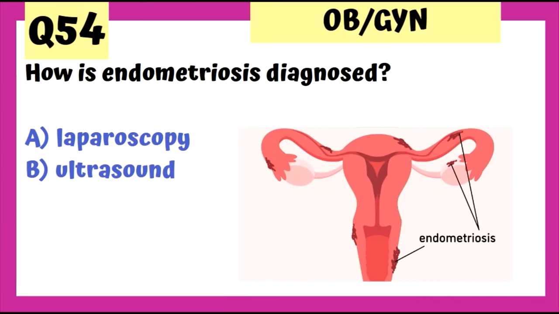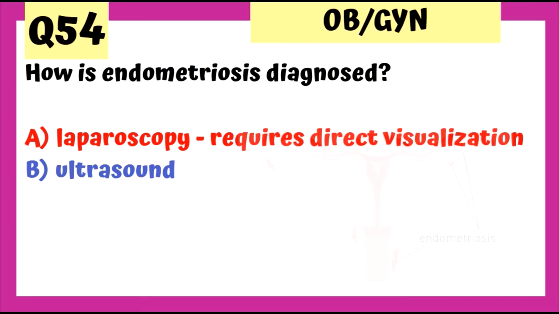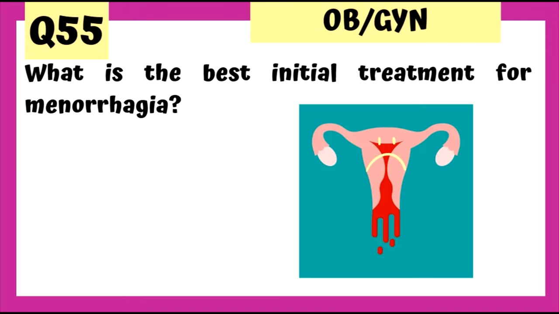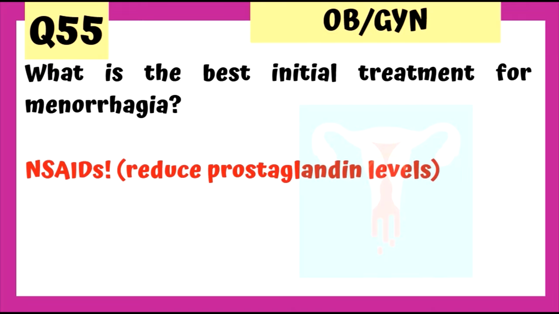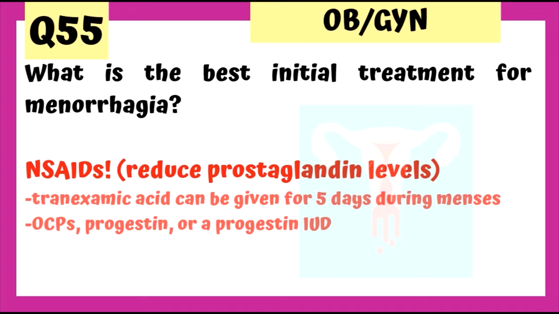Question 54, how is endometriosis diagnosed? The answer is laparoscopic visualization. This requires direct visualization. What is the best initial treatment for menorrhagia? The answer is NSAIDs to reduce prostaglandin levels. That helps us treat the menorrhagia. All right, tranexamic acid can be given for 5 days during menses, and OCPs, progestin, or progestin IUD.